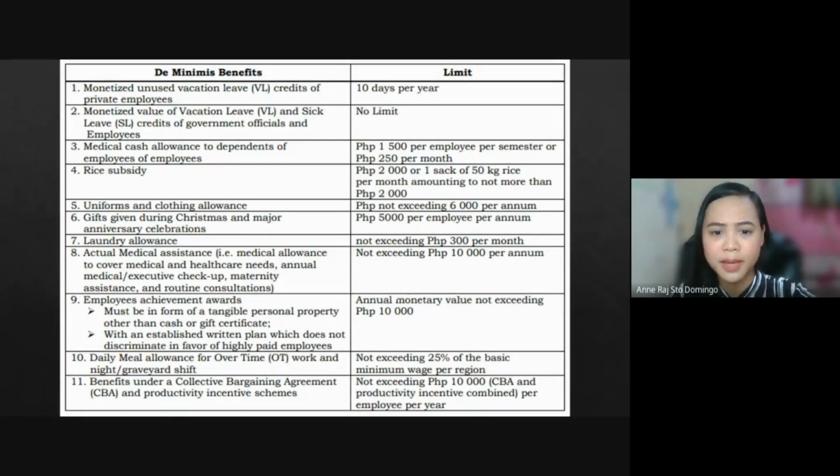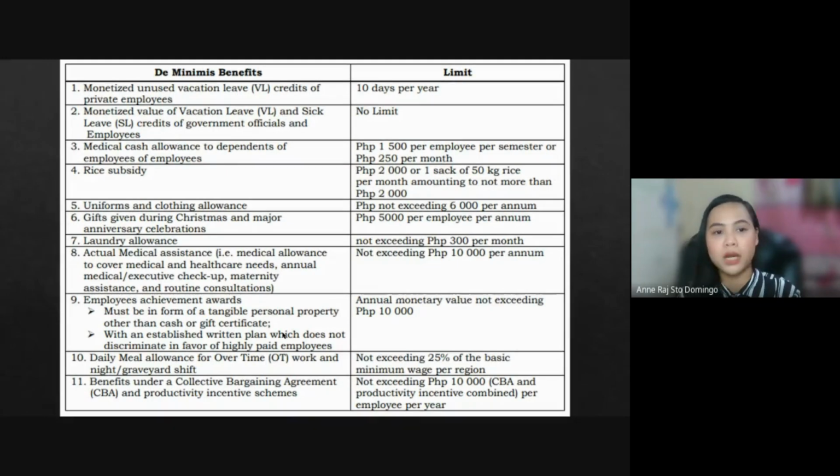Sino yung nagtaas ng kamay? Yes, Chanel. Anong limit ng vacation leave? Yes, thank you. So, ang limit lang na hindi magkakaroon ng tax na pwedeng ma-monetize ang vacation leave natin is for 10 days.